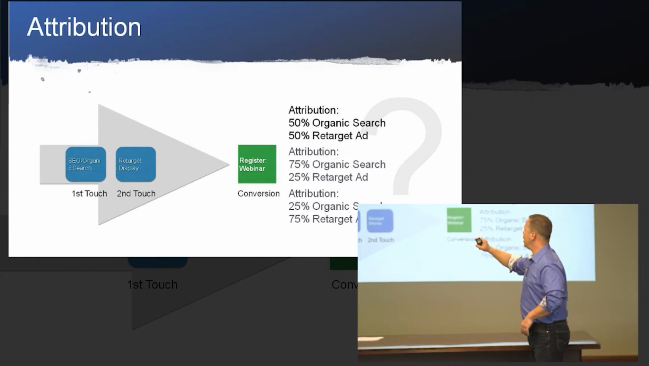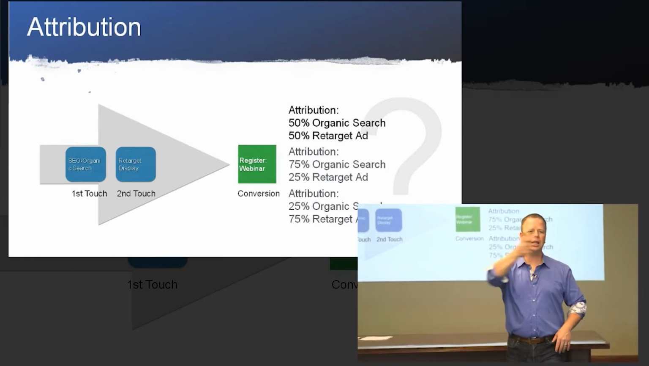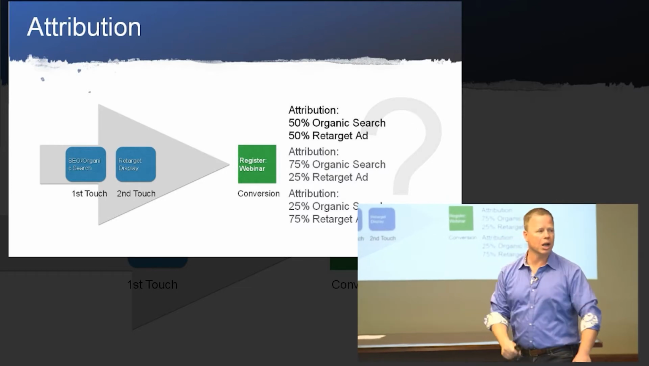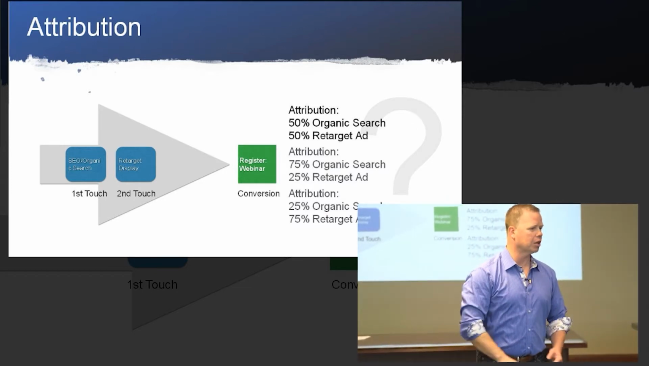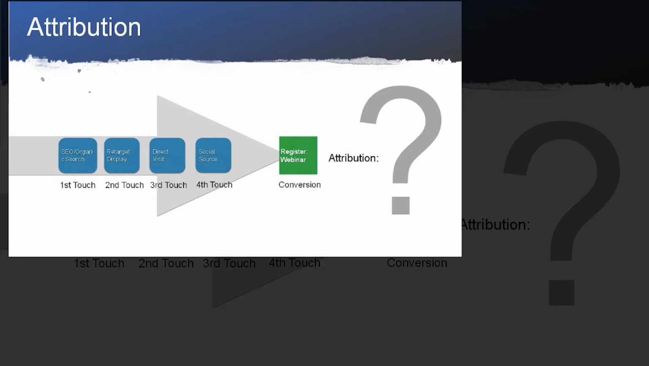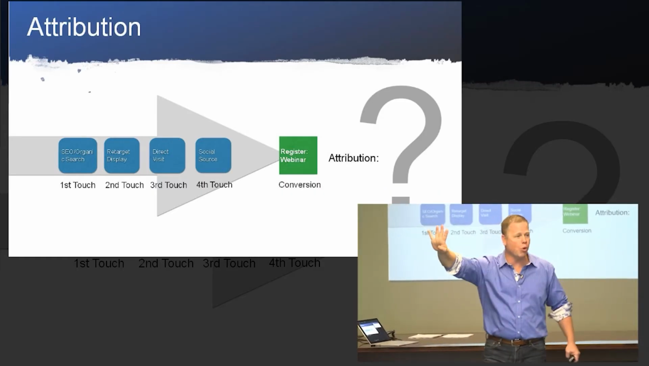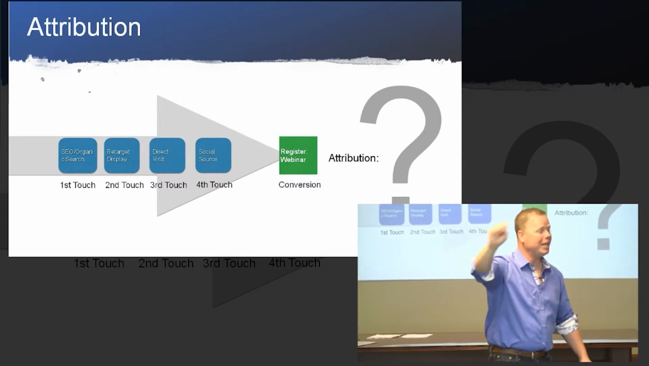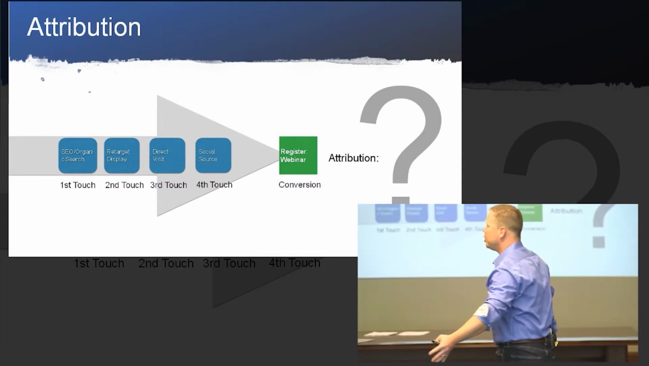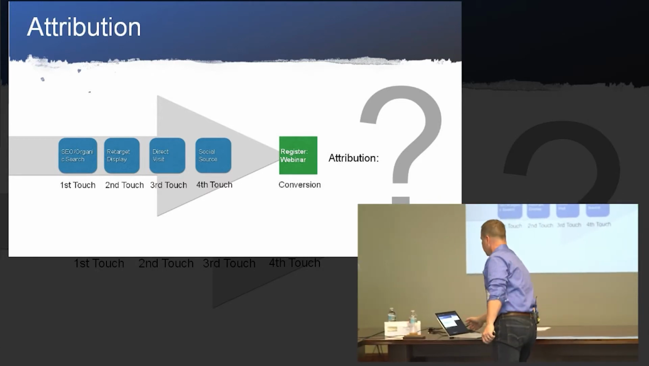One source, one conversion, I can attribute that to SEO organic search. However, if they come in through organic search, they leave, and they come in the next day on a retargeting ad, which gets the credit? It gets real fun when there's multiple touches, when there is SEO, when there's retargeting, a direct visit, and then a social visit. If there are 4 touch points from different channels leading to a conversion, who gets the attribution? In Google Analytics, the last one.